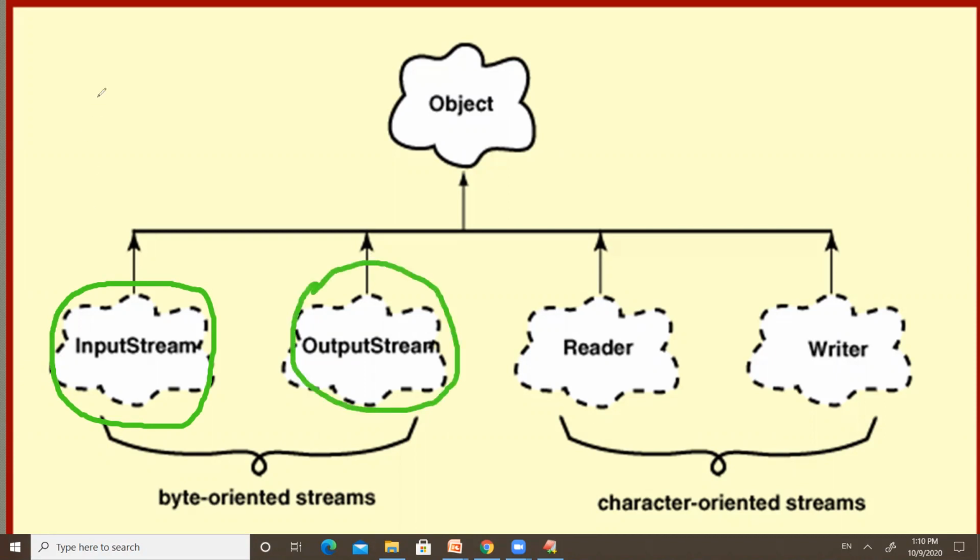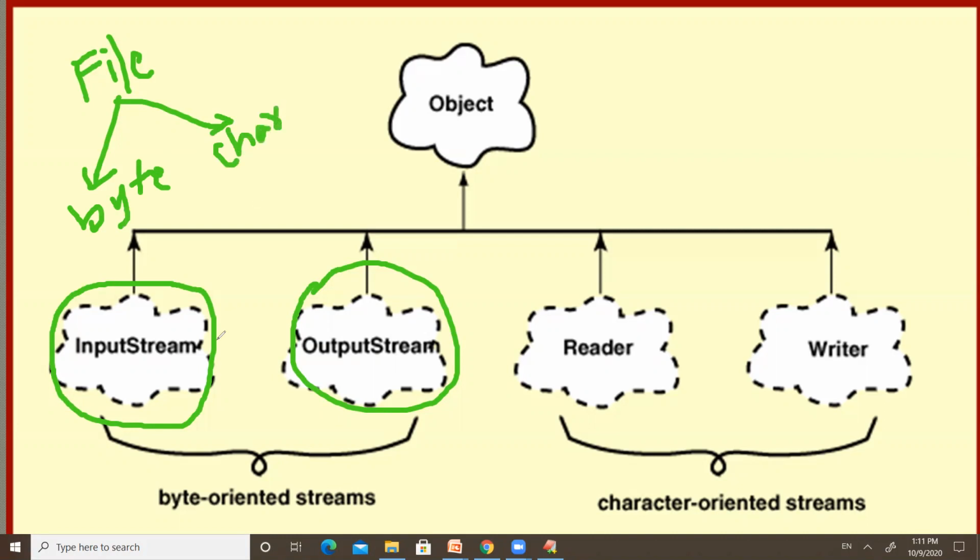For example, we have discussed that file classes are divided into two categories. The first category is called byte oriented classes, and the second category is called character oriented classes, right? Byte in the sense they are of 8 bits, and character in the sense they are of 16 bits, right?